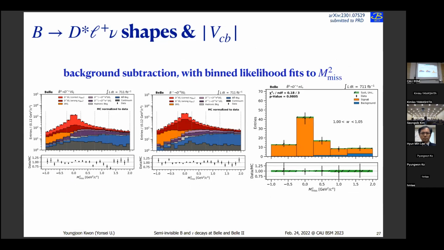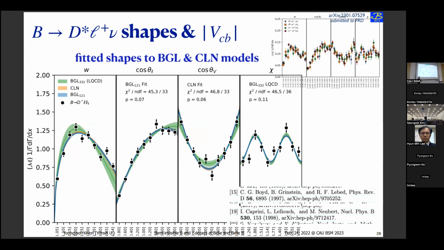Okay, then we subtract the background by doing the binned likelihood fit to M miss squared, the missing mass squared. Since the single neutrino is the only missing particle, the distribution must be peaking around zero. And this is a logarithmic plot, and we see a very clear peak near zero. So this is a typical example of w between 1.00 and 1.05 for the D star plus electron neutrino mode. And this orange part is what is expected from the signal, okay? So this way, we obtain the data points in all 40 bins with four different colors. That means four different combinations, like plus, zero, electron, muon. And they seem to be consistent with each other.